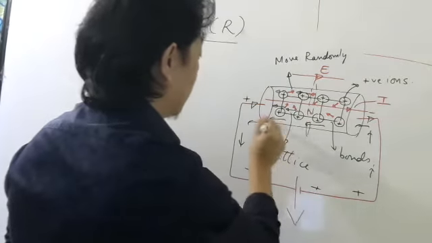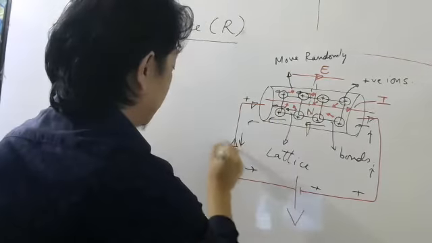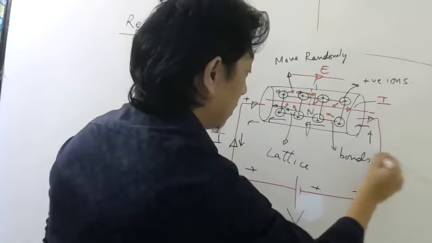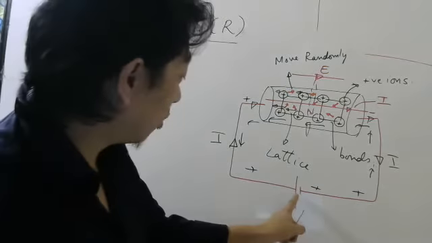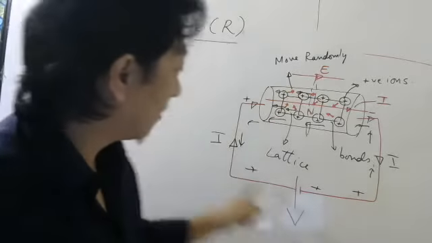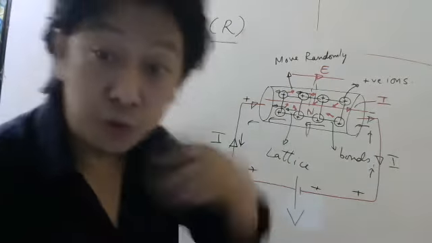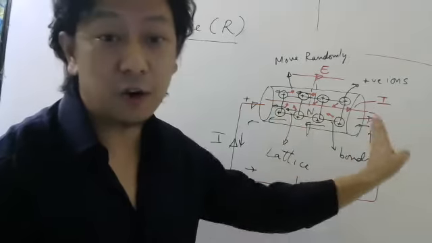Electrons will flow like this. But current will be like this. So that's why, if you remember in school days, they show current from positive terminal to negative terminal. But actually the current is due to flow of electrons, which are in the opposite direction.